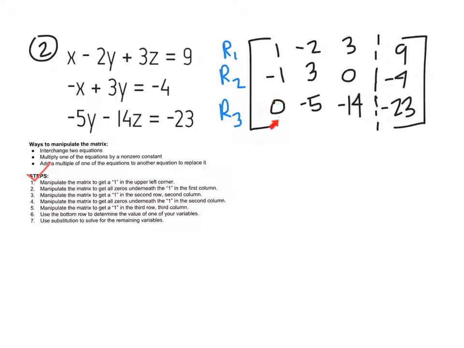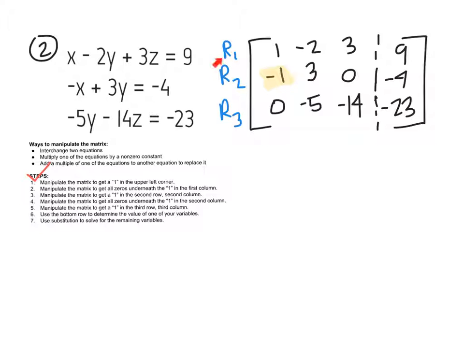I've got a 0 right here in the third row, but row 2 needs to have a 0. So my goal is to somehow make this number become a 0 by using one of these three ways to manipulate the matrix. The first thing is to interchange two equations. So I could switch out this row with another row. But remember, I want this number right here to also be a 0, so it really won't do us any good to switch it out. So then the next one says to multiply one of the equations by a non-zero constant. So that means I would have to multiply the second row by something that's not 0 to make this number become a 0. That won't work. I would have to multiply by 0, but this says by a non-zero. So then I would have to do the last thing, which says to add a multiple of one of the equations to another equation to replace it.